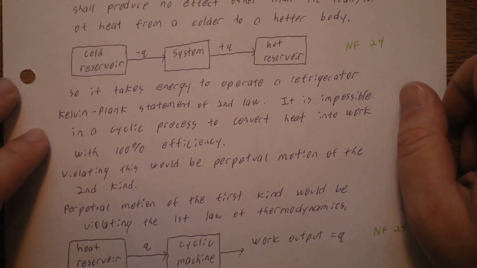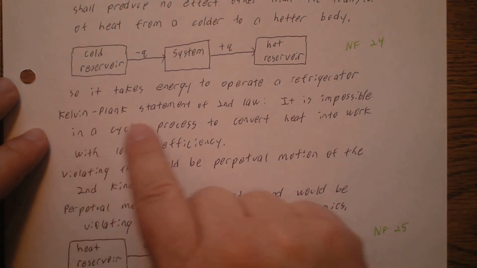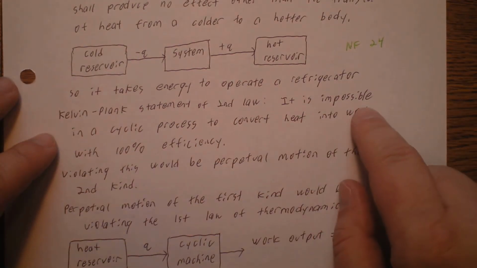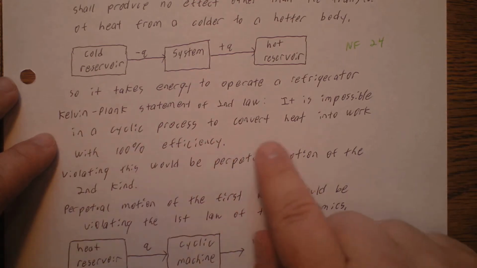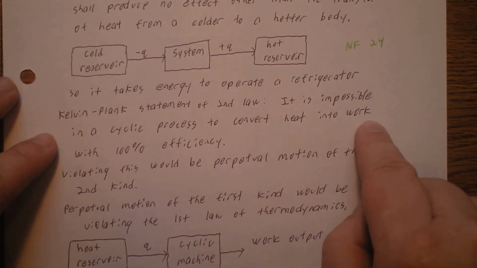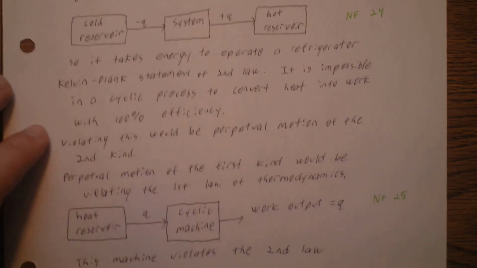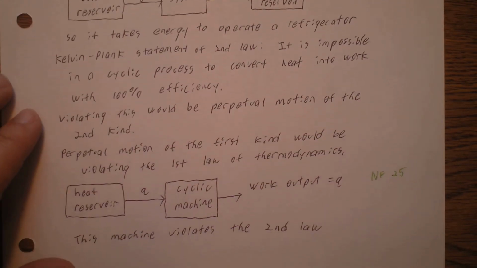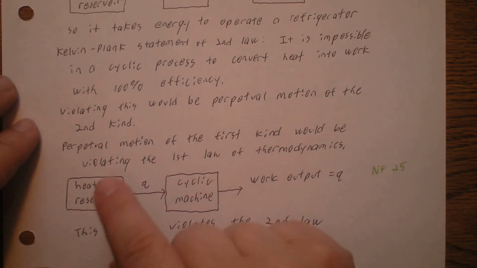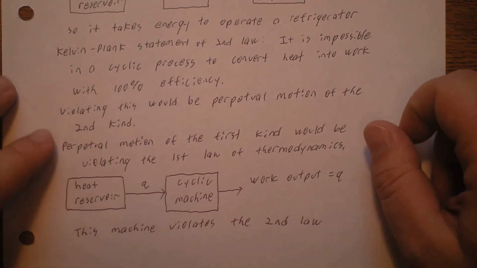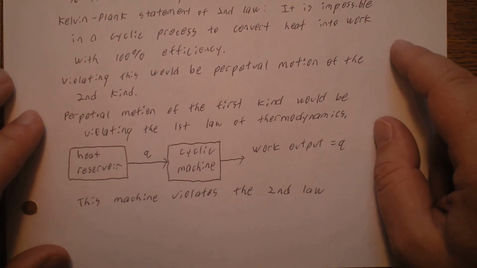Now, another statement of the second law is the Kelvin-Planck statement. It is impossible in a cyclic process to convert heat into work with 100% efficiency. Violating this would be considered perpetual motion of the second kind. Perpetual motion of the first kind would be violating the first law of thermodynamics.